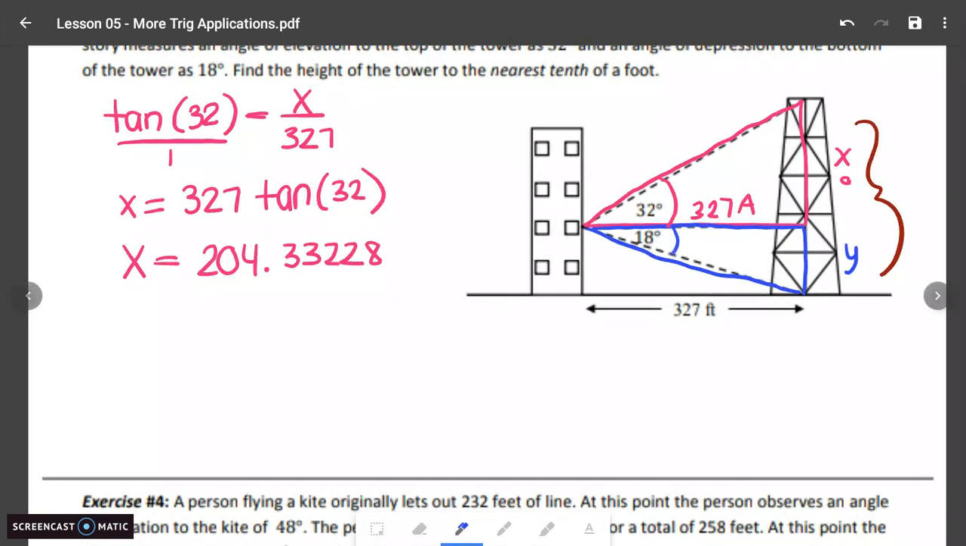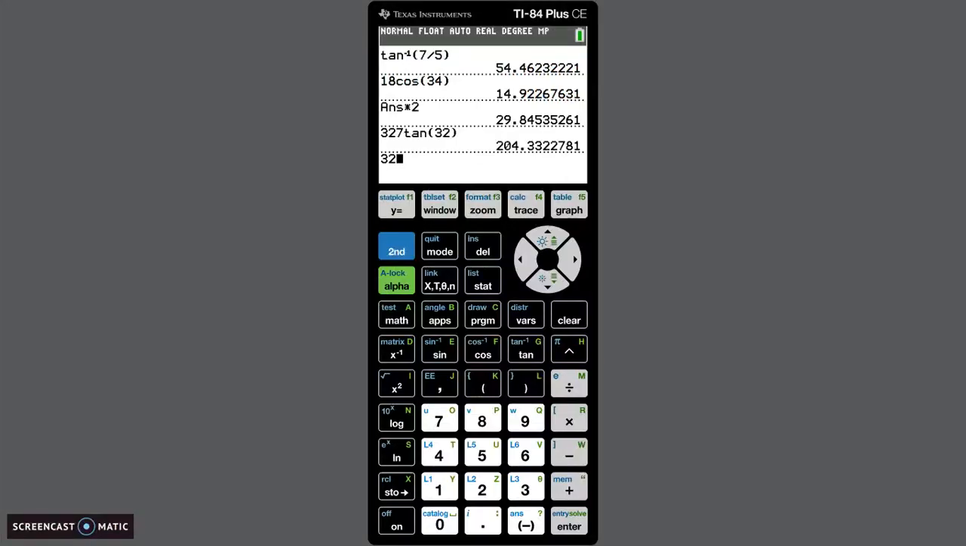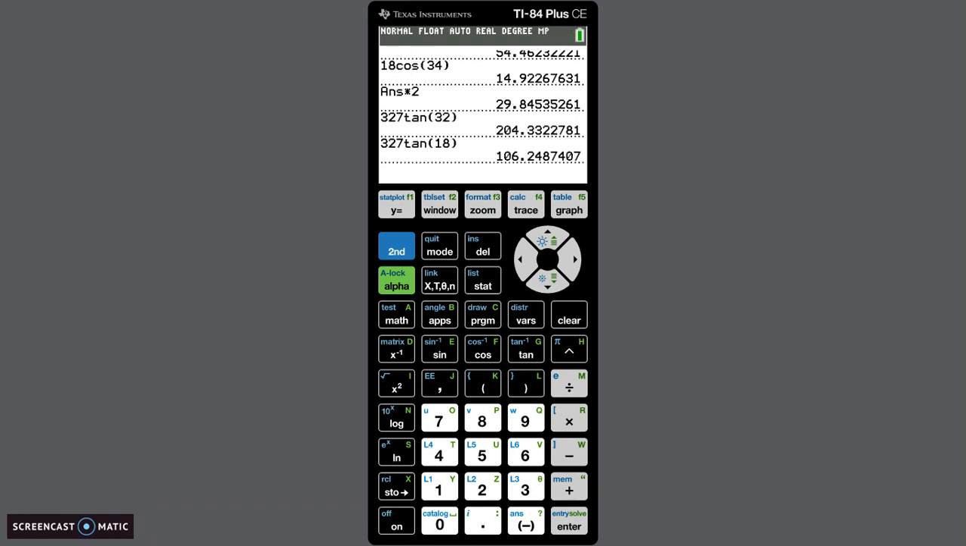We're going to do the same thing here for this blue triangle. So again, we're looking for the opposite, and we have the adjacent. Nothing about the hypotenuse, so it's tangent again. But this time it's tangent of 18 is equal to y over 327. So we cross multiply, we get y equal to 327 times tangent of 18. And we get 106.248747.